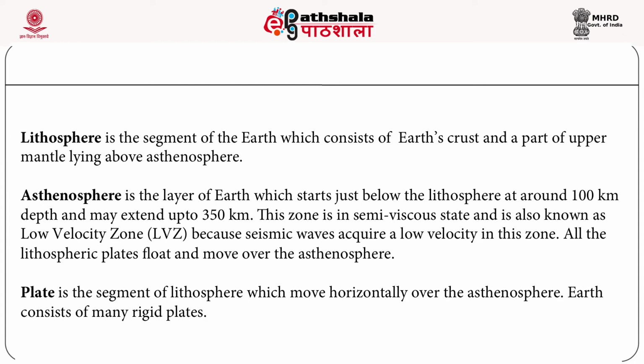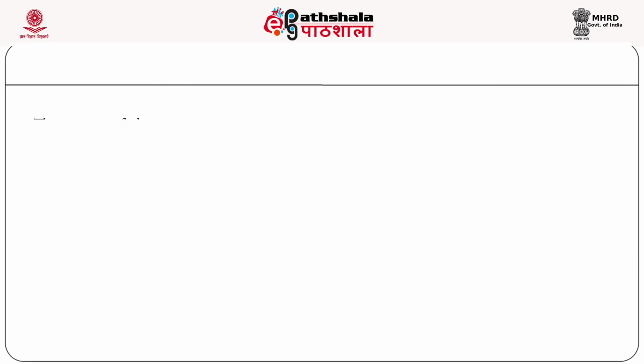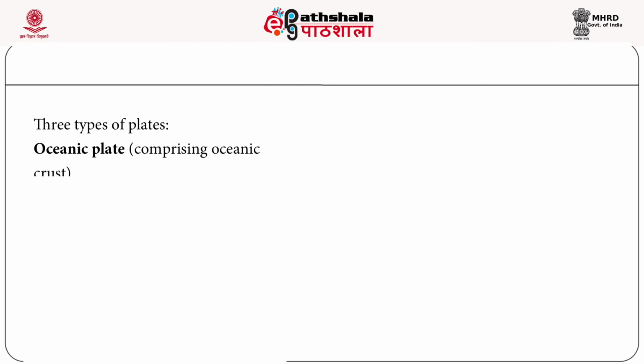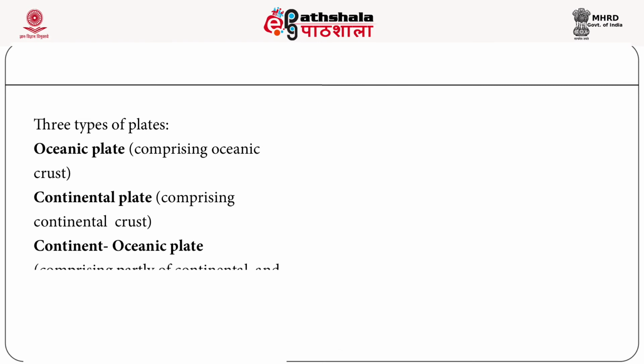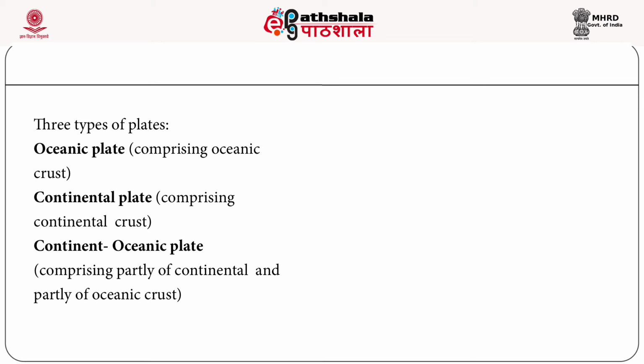Earth consists of many rigid plates. There are three types of plates: oceanic plate comprising oceanic crust, continental plate comprising continental crust, and continental-oceanic plate comprising partly continental and partly oceanic crust.